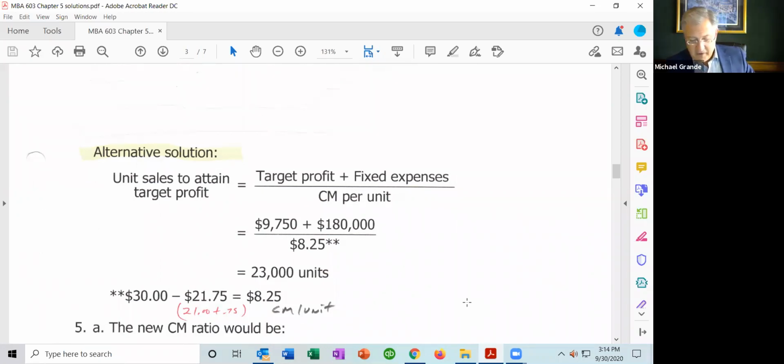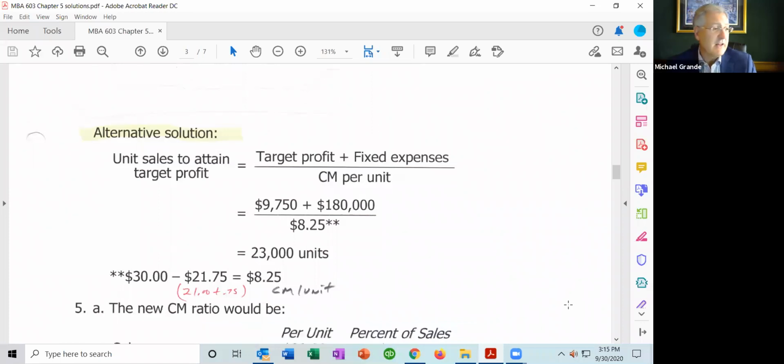Let's read number 5. Refer to the original data. By automating, the company could reduce variable expenses by $3 per unit. If the variable cost per unit goes down, the contribution margin does what? Goes up. However, fixed costs would increase by $72,000 each month. Number 1, compute the new contribution margin ratio and break-even point in units in sales dollars.